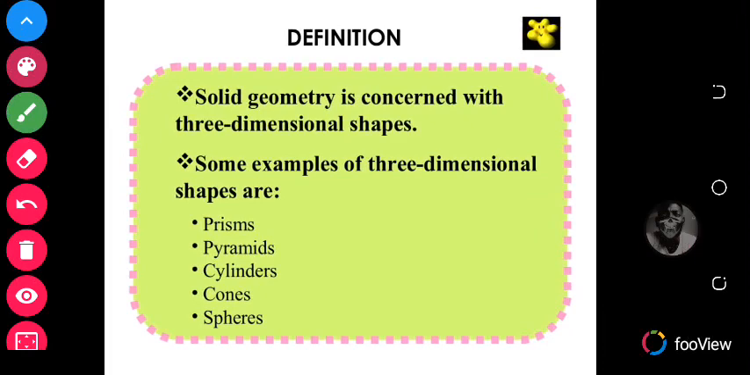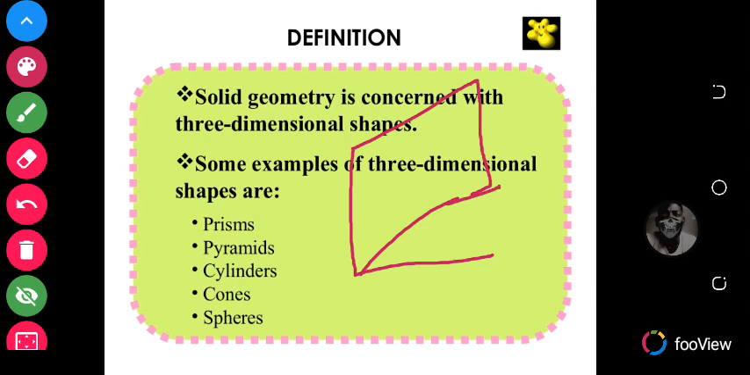So let's look at the definition. Solid geometry is concerned with three-dimensional shapes, what we call 3D. We are looking at length, breadth, and height. This is what we call three-dimensional. So out of this, I can get a three-dimensional shape. Just look at it. With the length, height, and breadth, I can actually get a three-dimensional shape.